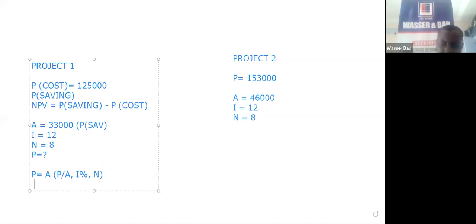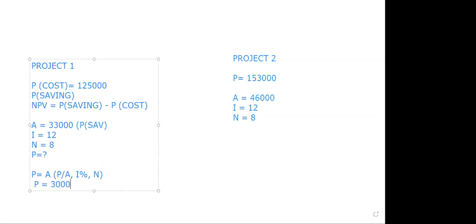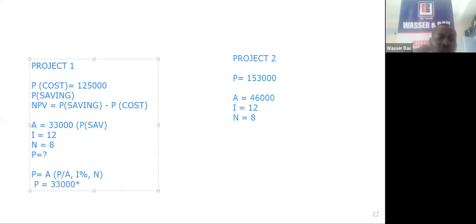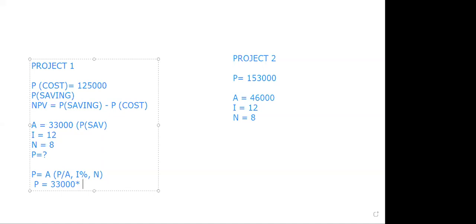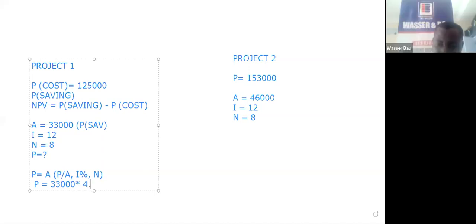P is equal to A times the factor. What do you have in your interest table? 4.968. So can somebody also help me multiply that? We are moving. What's the final value?